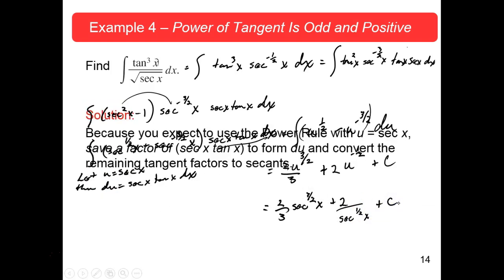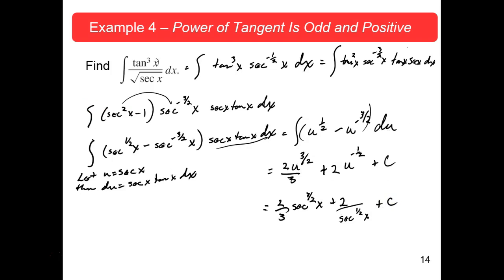How did the book get out of there? Okay. They left it as negative 1/2. 2/3 secant to the 3/2. And they put the 3/2 on the outside. I like to write it next to secant. It doesn't matter which way you do. Plus 2 times secant x to the minus 1/2. You know, just plugging in the u there. Plus c. Not really that bad.